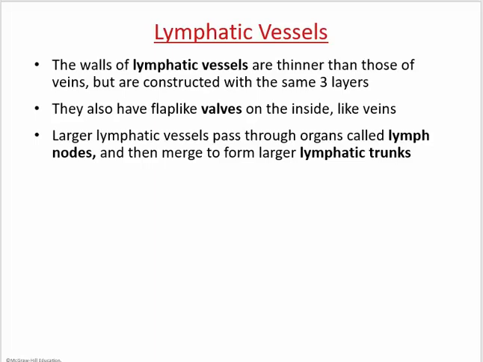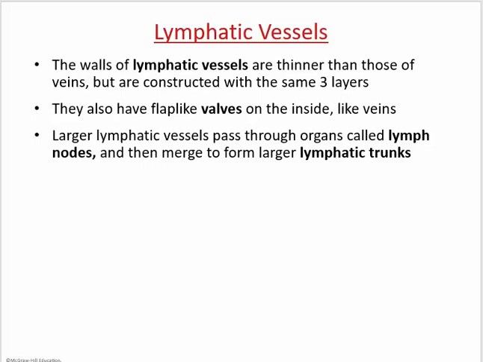Now, unlike the circulatory system, where 5 liters a minute pass through the entire circulatory system, the lymphatic system is a couple of liters a day. It's much, much slower. So there are way more valves. The valves are closer spaced than in veins.